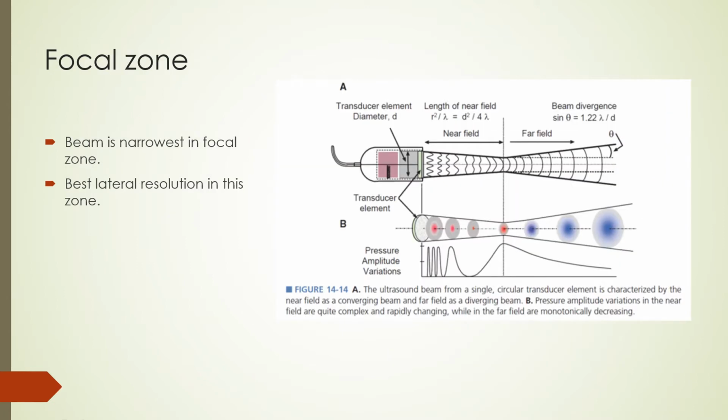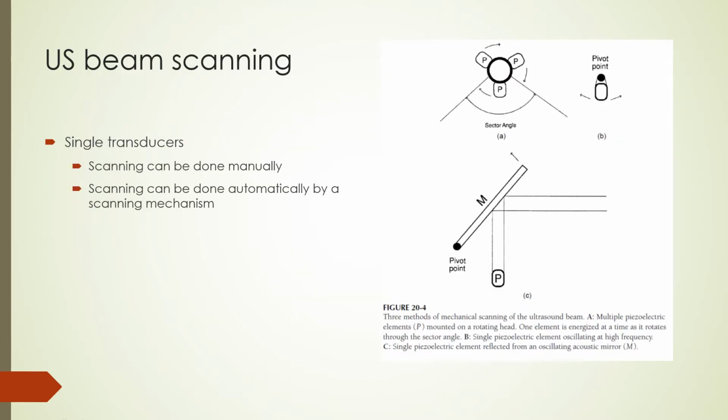The focal zone is the region between the near field and far field. The ultrasound beam is the narrowest in this region, and it is the best region for lateral resolution. For single element transducers, scanning of the patient may be accomplished by physical motion of the ultrasound transducers. The sonographer can sweep the transducer back and forth manually, or a mechanical or automatic system may be used.